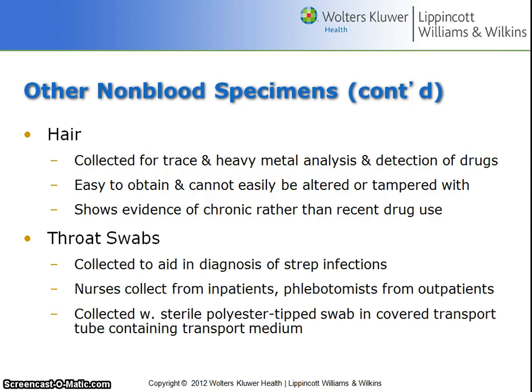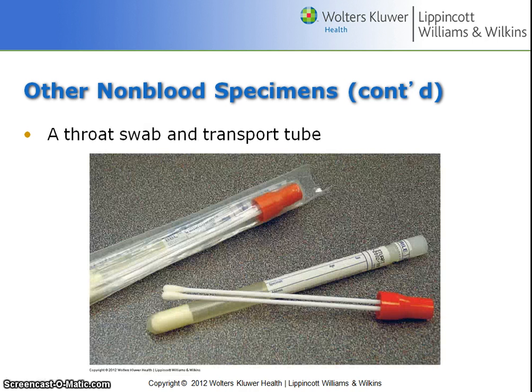Hair, collected for trace and heavy metal analysis and detection of drugs. Throat swabs, collected to aid in the diagnosis of streptococcal infections. These are the red swabs. You can use these for streptococcal checking, but you do not use these for the nasopharyngeal that we mentioned earlier. Those are green-handled swabs.